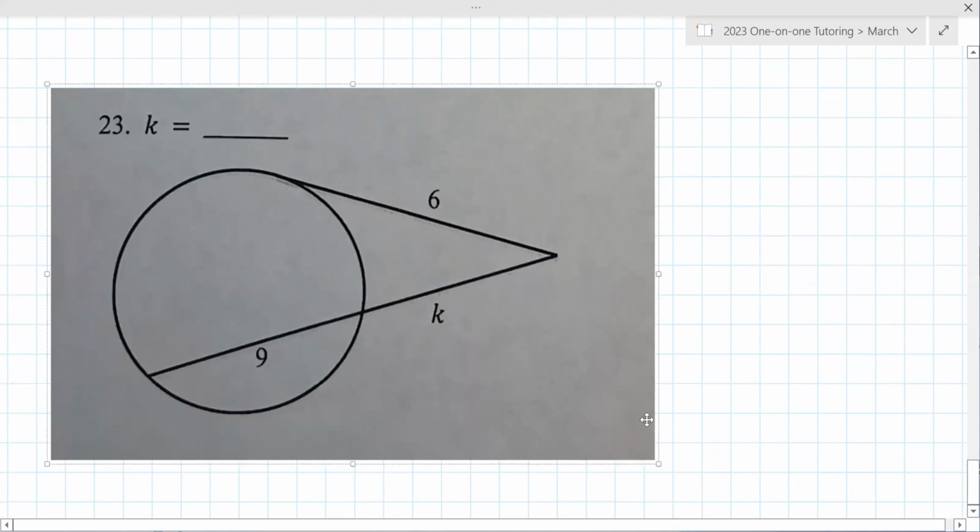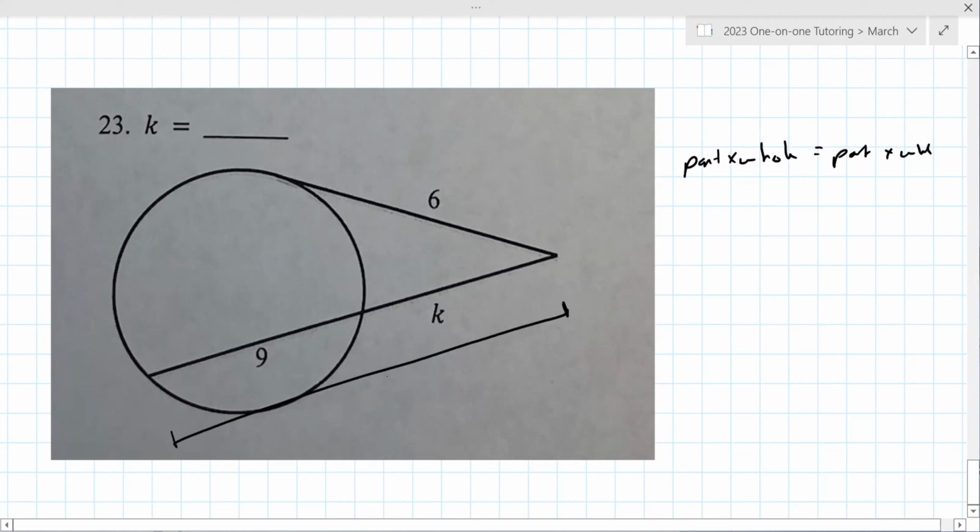All right. So again, part times whole equals part times whole. K times 9k. So it's k plus 9 because you're adding them together. K times k plus 9. Is that clear why that is?